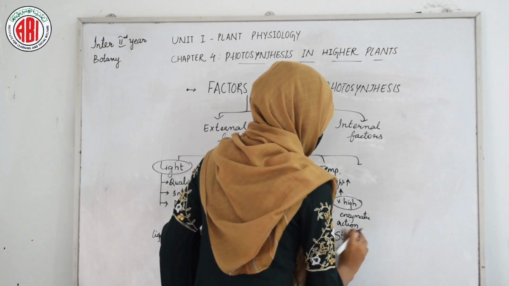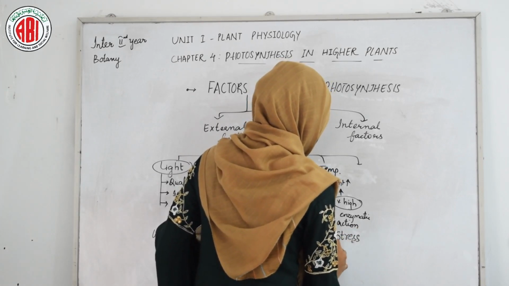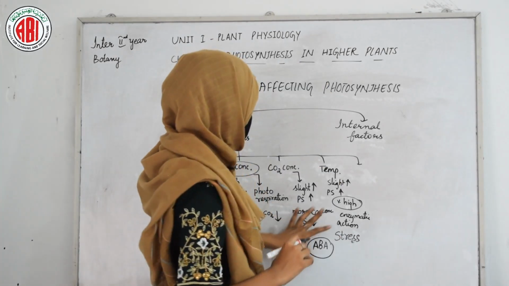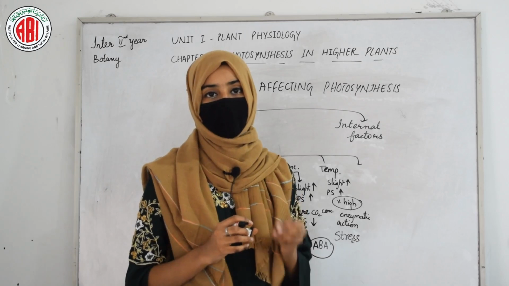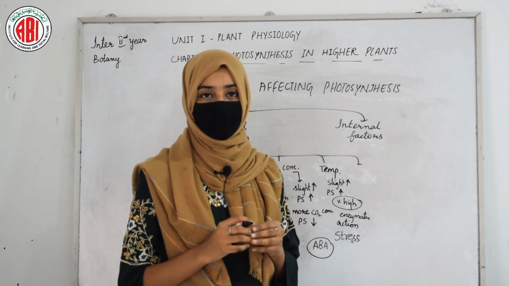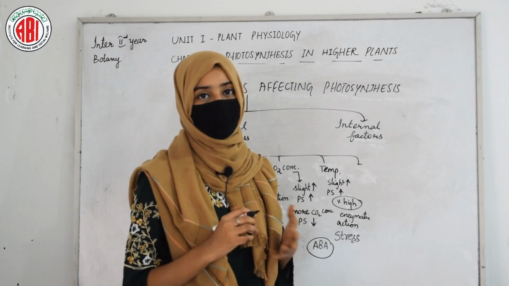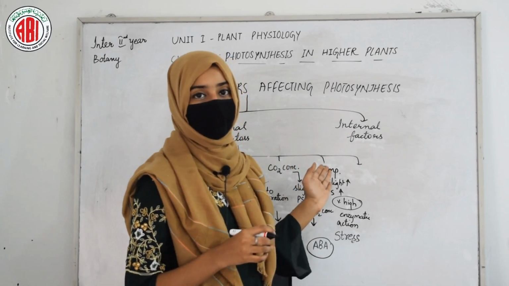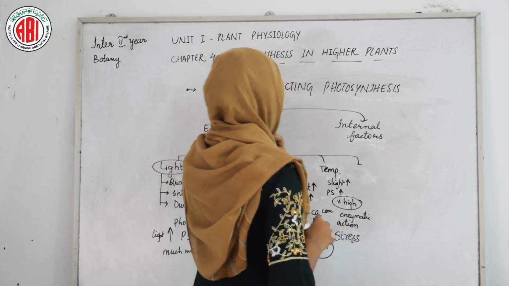In this situation, the plant releases a hormone called abscisic acid. By the release of abscisic acid, the stomata would close. If the stomata close, then there will be no exchange of gases, and the rate of photosynthesis would get affected. So this is about the factor called temperature.